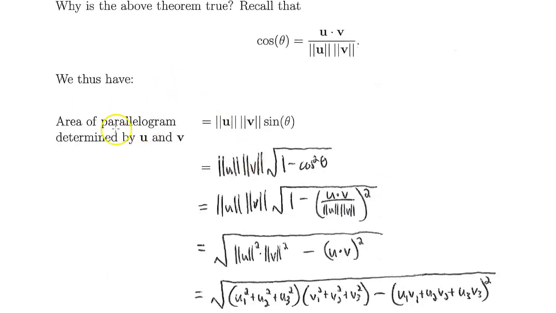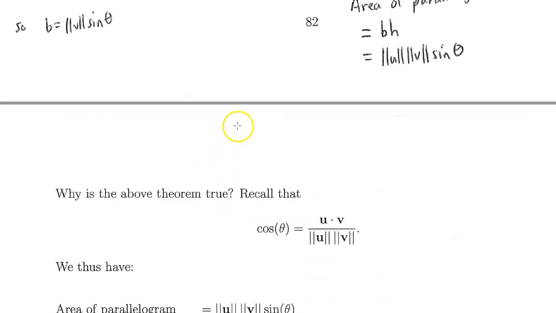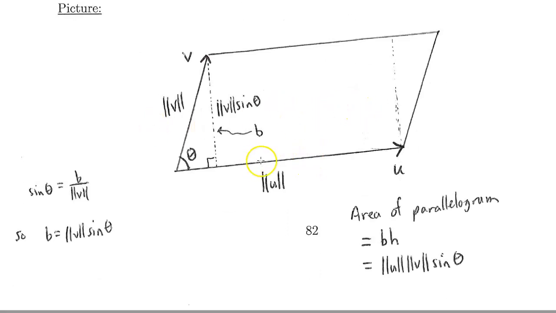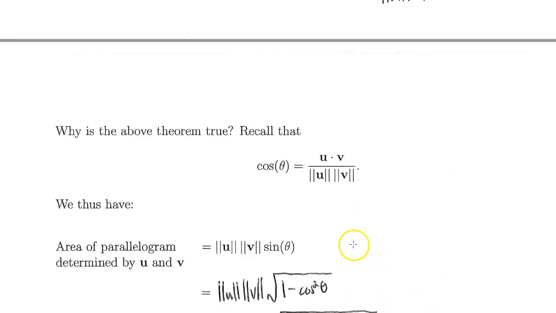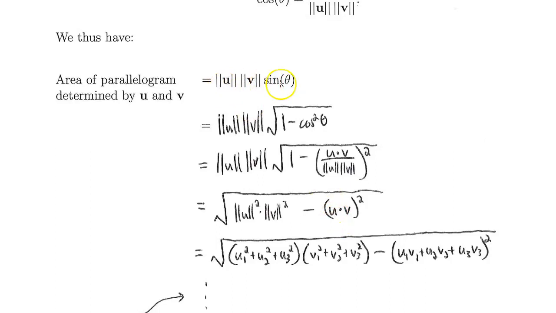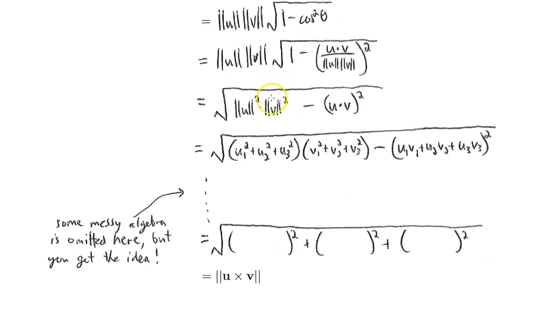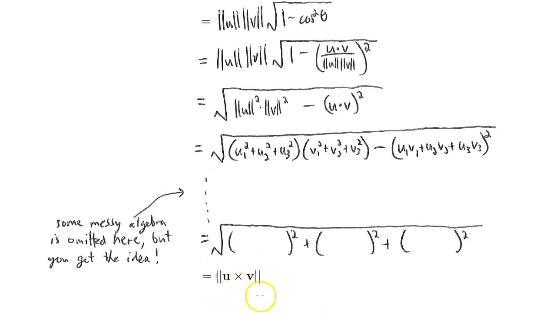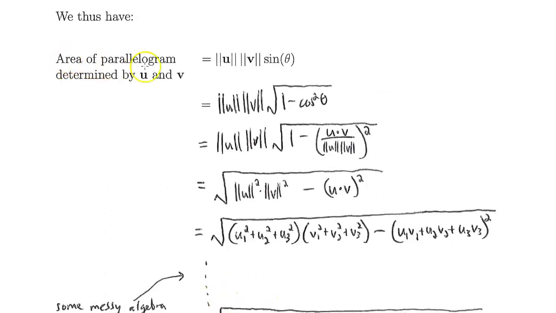But the point is, I've shown that the area of the parallelogram determined by the vectors u and v is given by this formula, and that's what we showed right here. Then we showed that this formula is actually equal to the norm of u cross v. So what we've ultimately shown is that the norm of u cross v is equal to the area of the parallelogram determined by u and v.